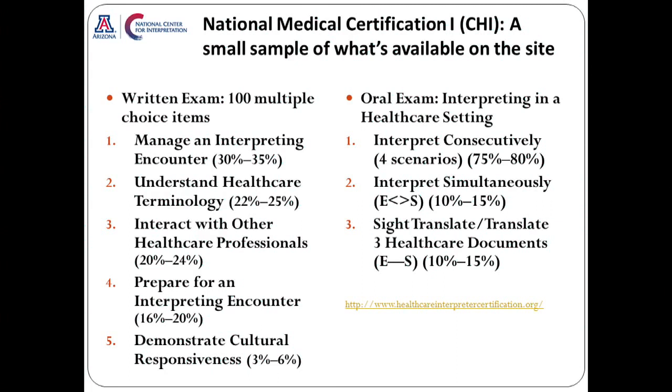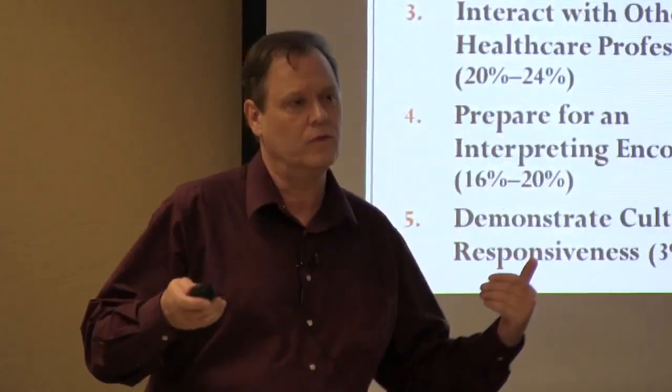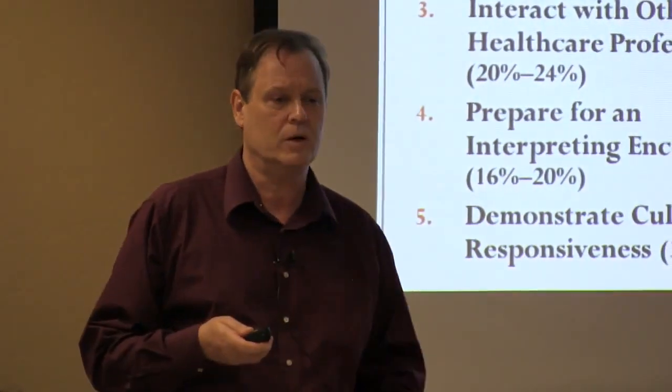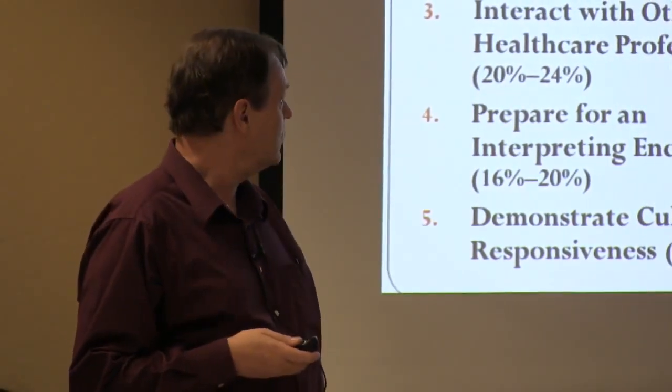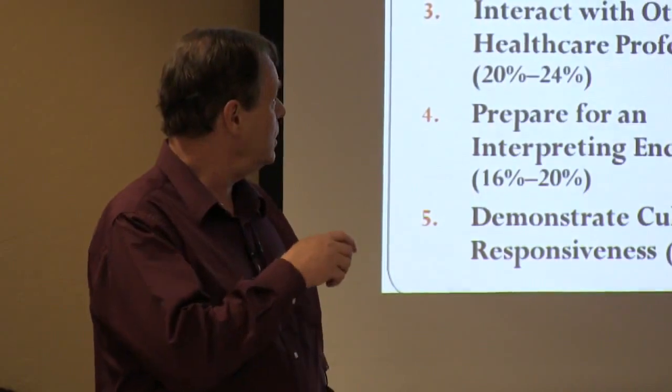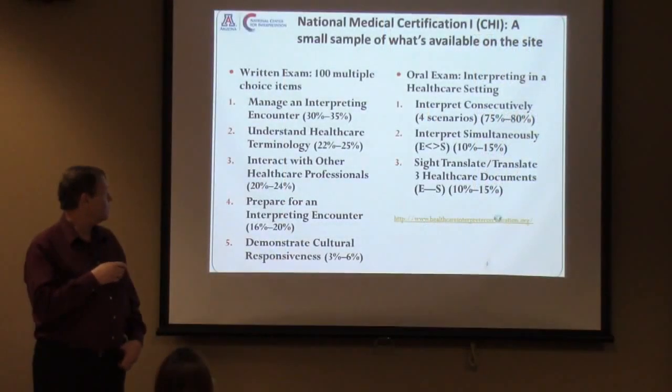There are 2 because 2 competing organizations, they used to be together and working on one certification, but then they had different ideas and they split apart. So there are 2 medical certifications that are national. This one is called the CHI.